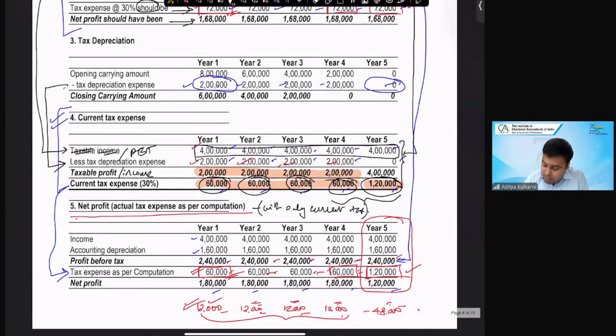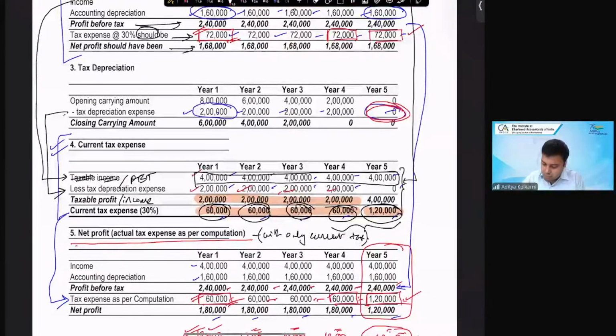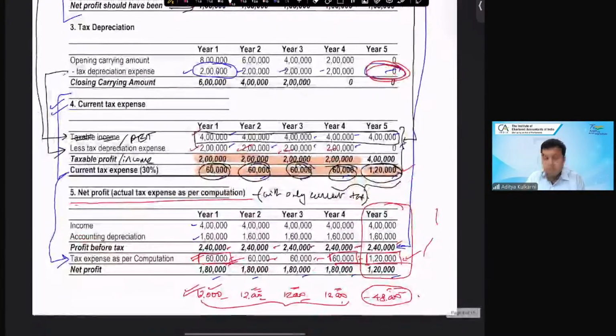Now, 5th year, 0. But do you still continue to have income tax depreciation? Yes. In the last year, you have a tax depreciation of 0. You have a tax expense of 72 and it should have been 72, but actually it is 1,20,000. So you are having 48,000 extra. Are you able to see this?